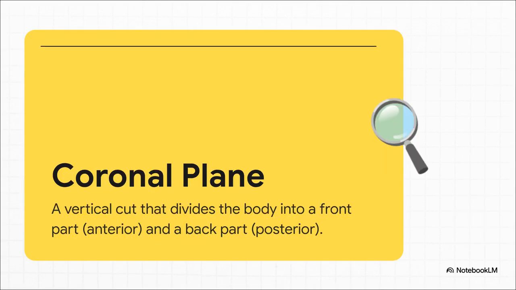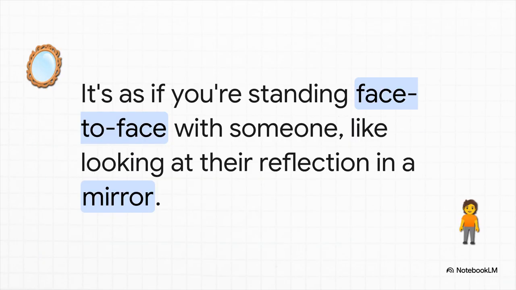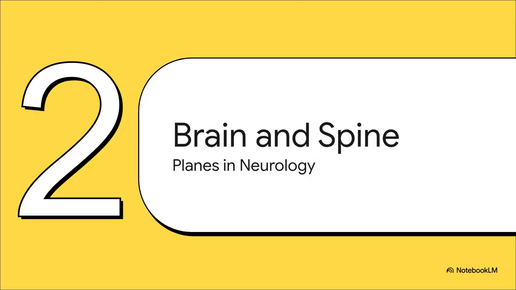And that brings us to our third and final plane, the coronal plane. Just like the sagittal, it's a vertical cut, but this one's different. It divides the body into a front half and a back half. The best way to picture this one? It's as if you're standing face to face with the person, or kind of like you're looking at their reflection in a mirror. So axial is top down, sagittal is the side view, and coronal is front on. That's it. Okay, so now that we have the code, let's see how it unlocks something incredibly powerful.